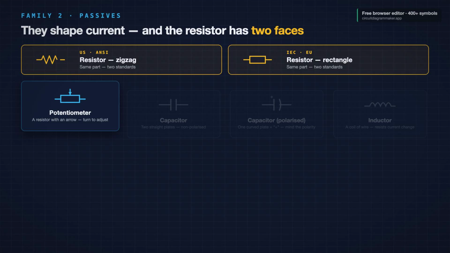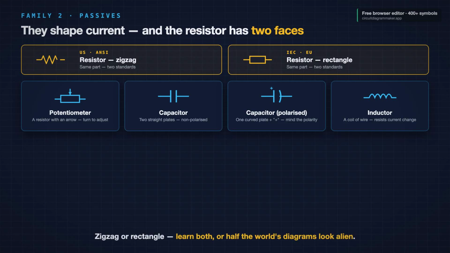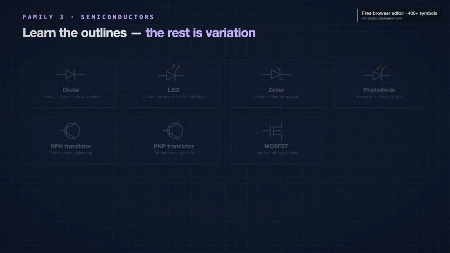Add an arrow through that resistor, and you get a potentiometer, a resistor you can turn to adjust. Next, the capacitor. 2 parallel plates storing charge in the gap. If both plates are straight lines, it is non-polarized, fit it either way. If one plate is curved, or you see a plus sign, it is polarized, and wiring it backwards can make it fail. Then the inductor. A row of little humps, or a tight coil of loops. It is simply wound wire that resists sudden changes in current. Resistor, potentiometer, capacitor, inductor. Four parts that push electricity around without ever generating any.